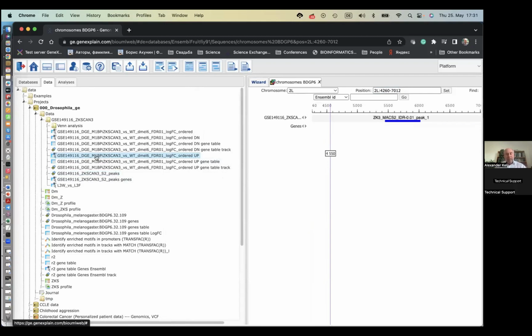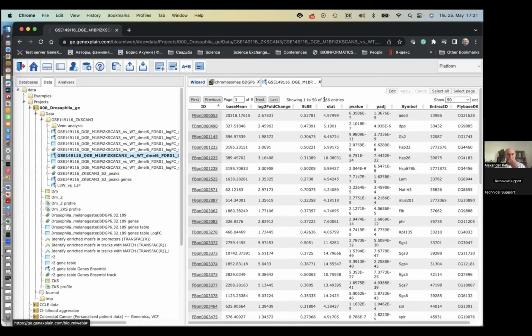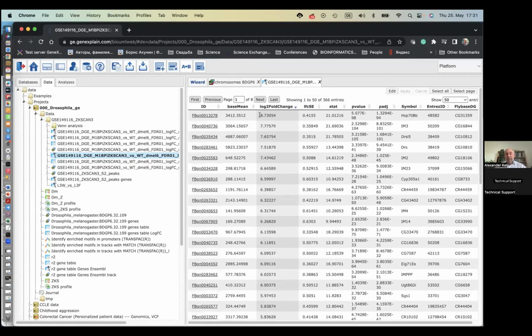How I upload this data I was showing last time, so you may look at the coffee break recordings and see the details of how to load different types of data. The system automatically recognizes what type of data you are loading, and depending on that it either creates a track or just a list of genes. So for instance, this is a list of 366 genes which are upregulated in the Drosophila in the condition when this human transcription factor was expressed in that system. So it started to upregulate genes.